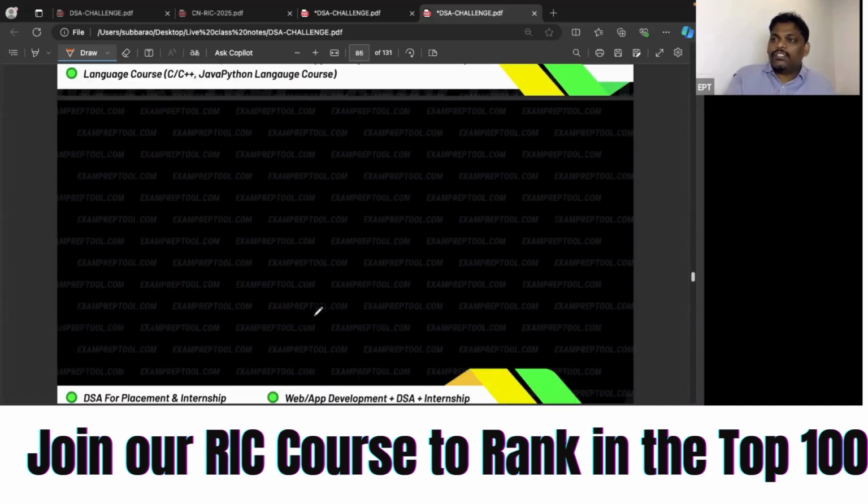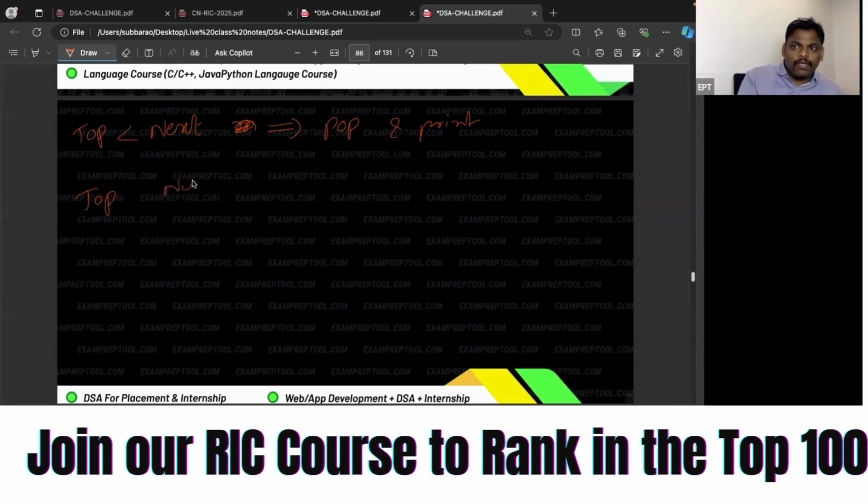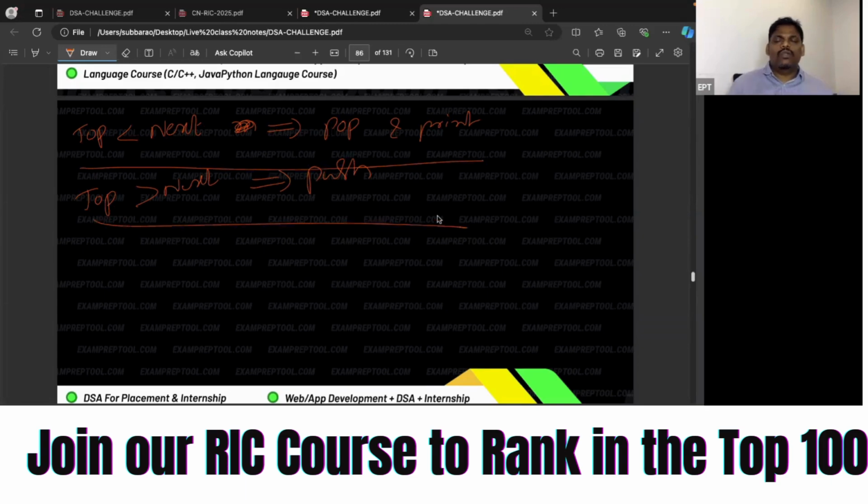See this one. Comparing the top with next. Then what is the answer? If next is greater, pop and print. If the top is bigger, push. These are the two lines which you have to take. And one more thing, the stack.